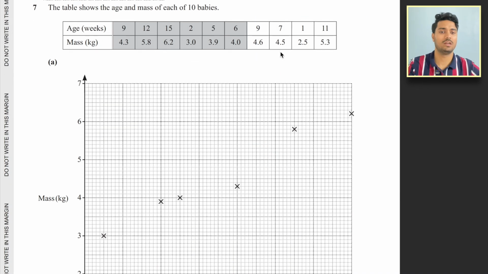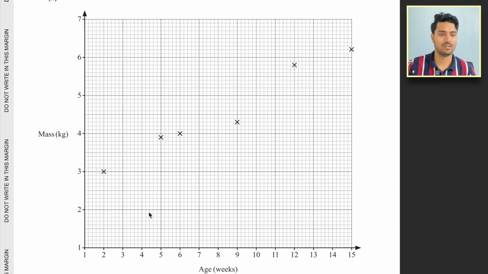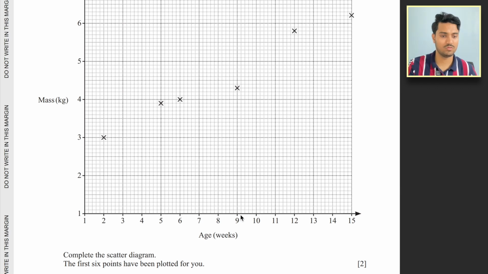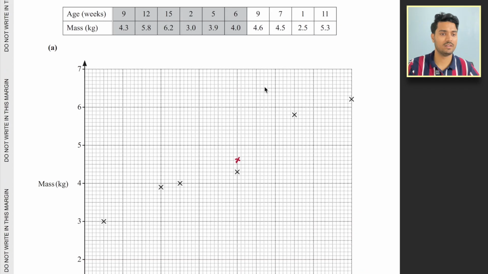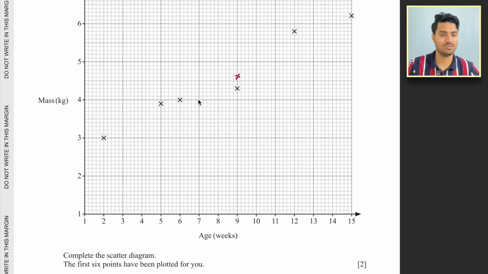The table shows the age and mass of each of 10 babies. It says complete the scatter diagram. The first 6 points have been plotted for you. So 9 and 4.6 we have to mark. Where is 9 and 4.6? 9, 4, this is 4.5, 4.6 is exactly here.